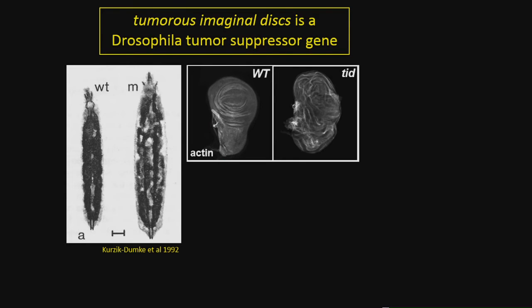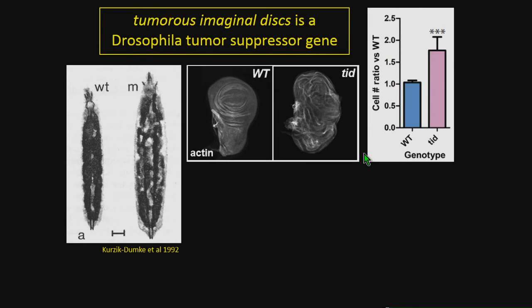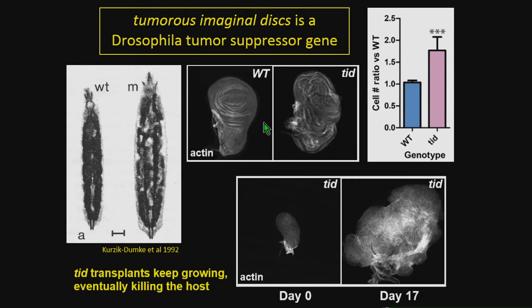To confirm what this phenotype means, when we look at TID tumors, we see that they're slightly overgrown and lose their structure, and if you look at their cells, they have more cells than a wild-type wing disc. When you take these tumors out, the larvae just die in early pupal stage, but if you transplant the tumors into a wild-type adult host, they keep growing and actually kill the host. As you can see here, they get a lot bigger and have unlimited proliferative potential.